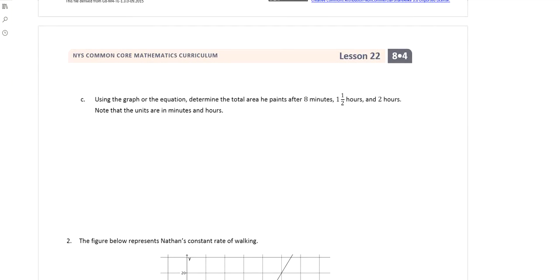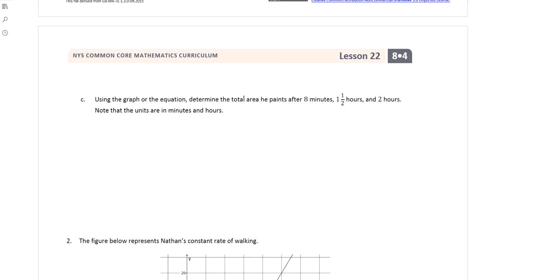So go down to part C. It says, using the graph or the equation, determine the total area he paints after 8 minutes, after 1.5 hours, and after 2 hours. And it's just reminding us that the units are in minutes and hours.